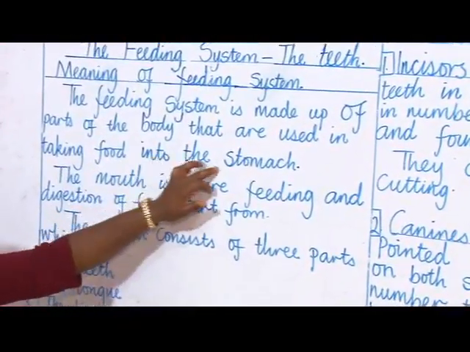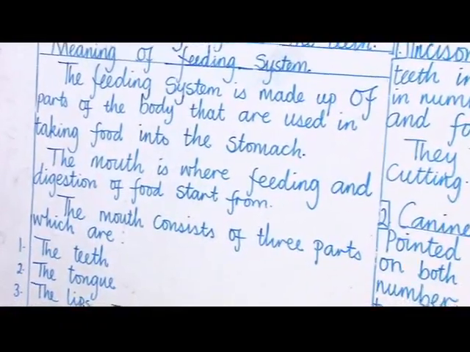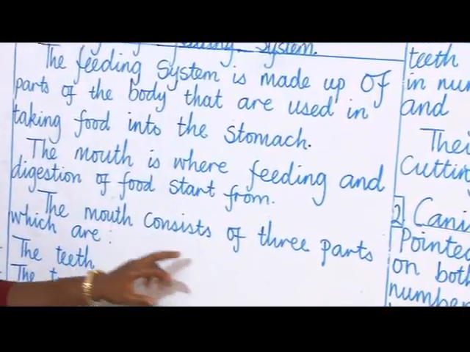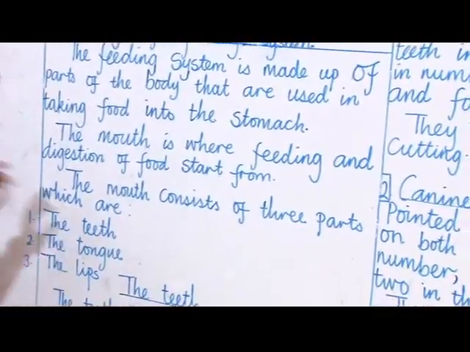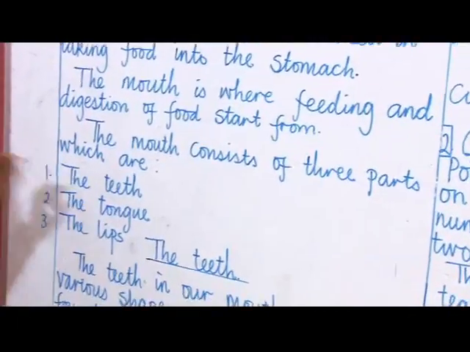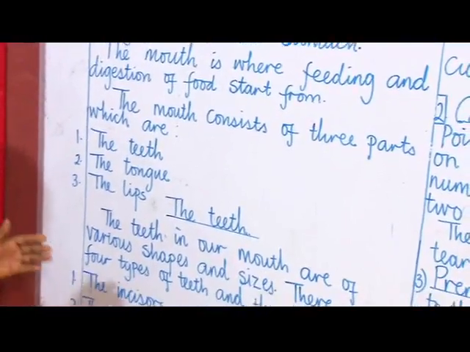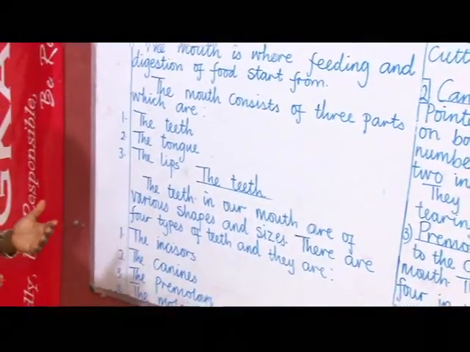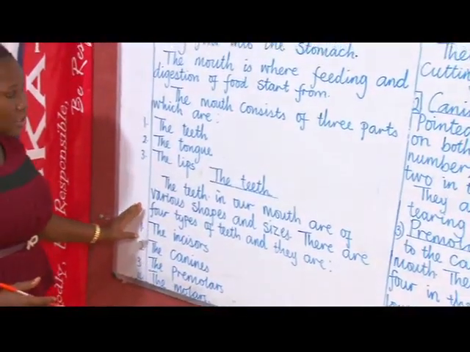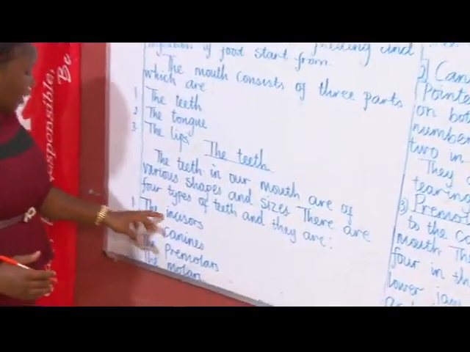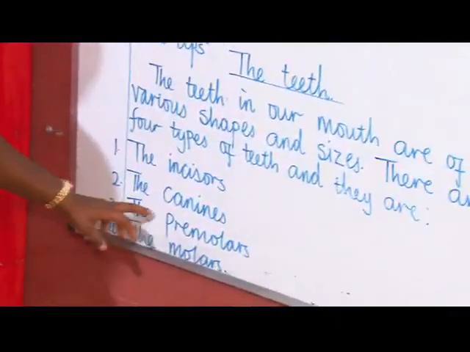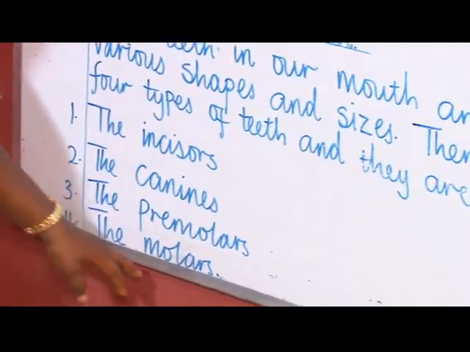into the stomach. And we said that the mouth consists of 3 parts, which are the teeth, the tongue, and the lips. And I also told you that the teeth in our mouth are of various shapes and sizes, and the 4 types of teeth include the incisors, the canines, the premolars, and the molars.